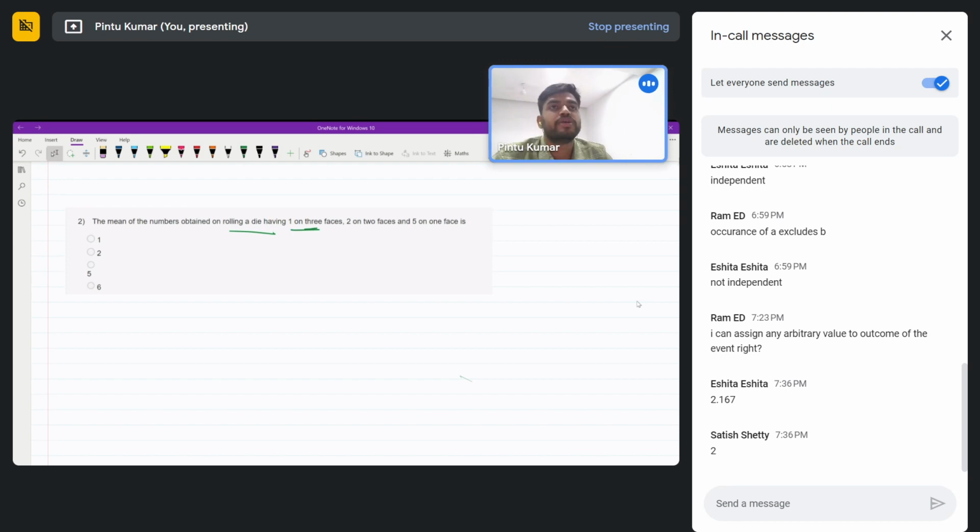Okay, I'll wait for 1 minute more, then I'll try to solve and see what answer I get. Ishita, I think the answer would be from the options only. So 2.167, I don't think that would be an answer, but I'll check. The answers can also be wrong. But you can just cross-check your calculations.